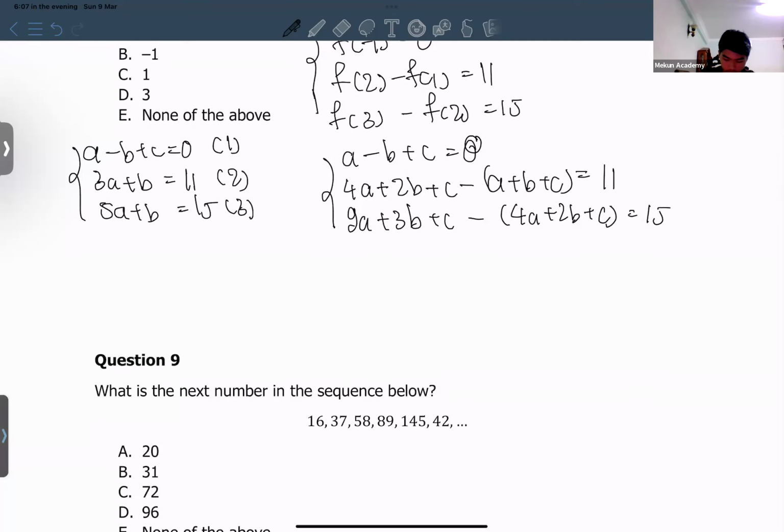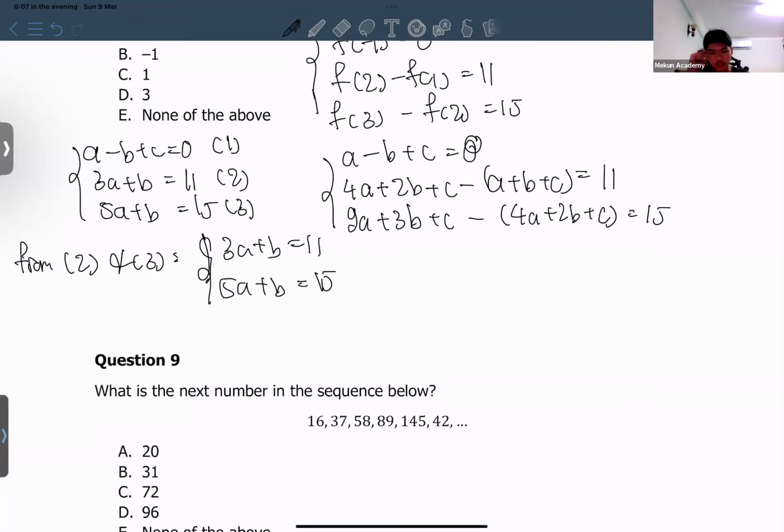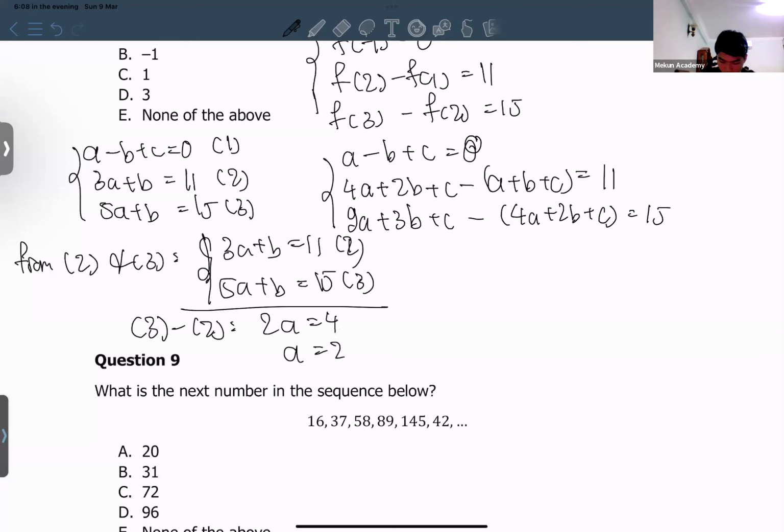Like here, from the second equation and the third equation, you'll get 3a plus b equals 11 and 5a plus b equals 15. So you can solve it using simultaneous equations by the elimination method. You can take the third equation minus the second equation. You'll get 2a equals 4, where a equals 2. Then you can substitute a equals 2 into the second equation.